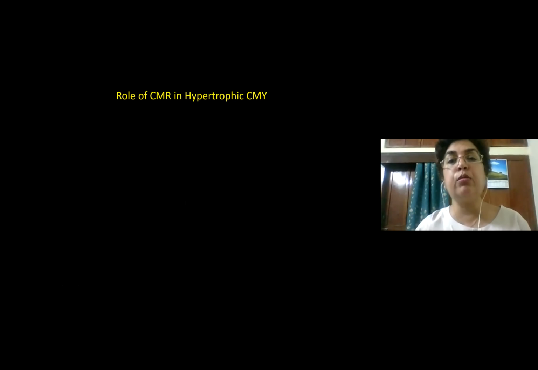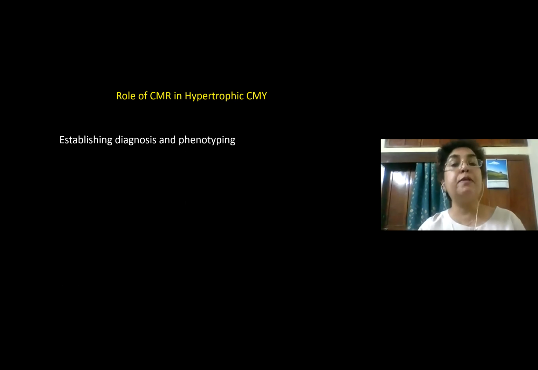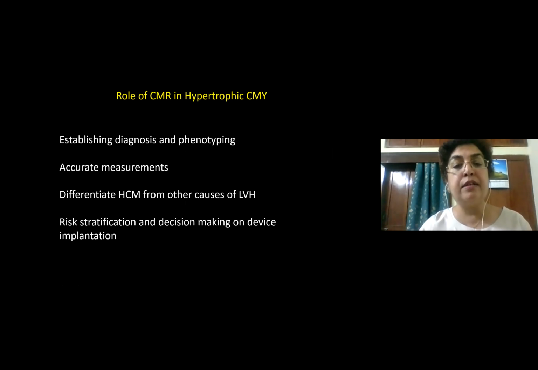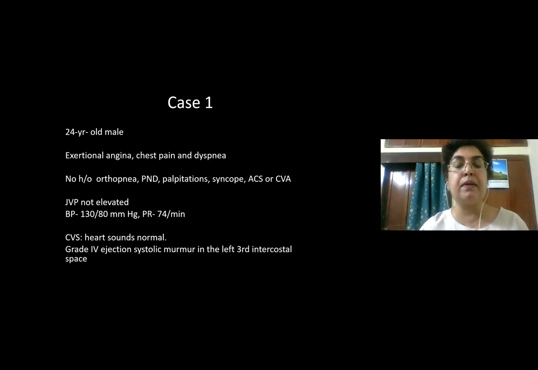So what is the role of CMR in hypertrophic cardiomyopathy? It helps to establish the diagnosis and phenotyping for accurate measurements to differentiate HCM from other causes of LVH, risk stratification and decision-making on device implantation, and for screening of family members.